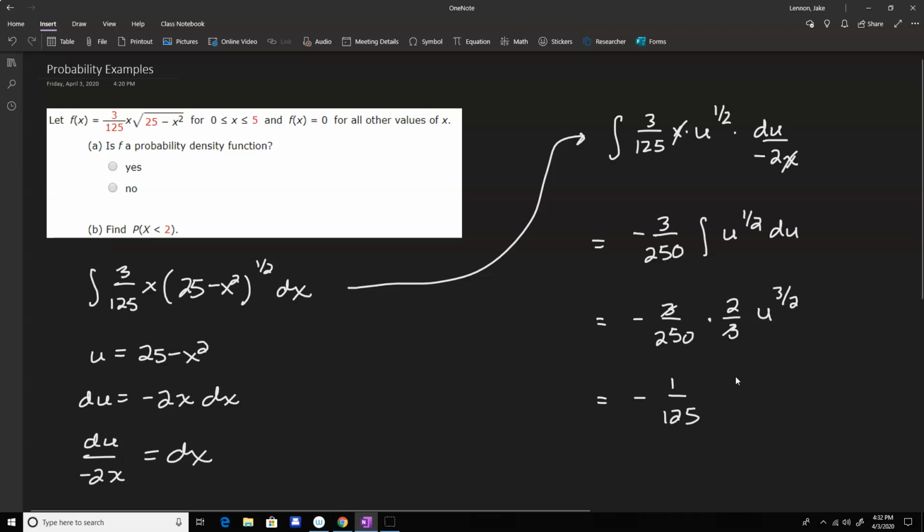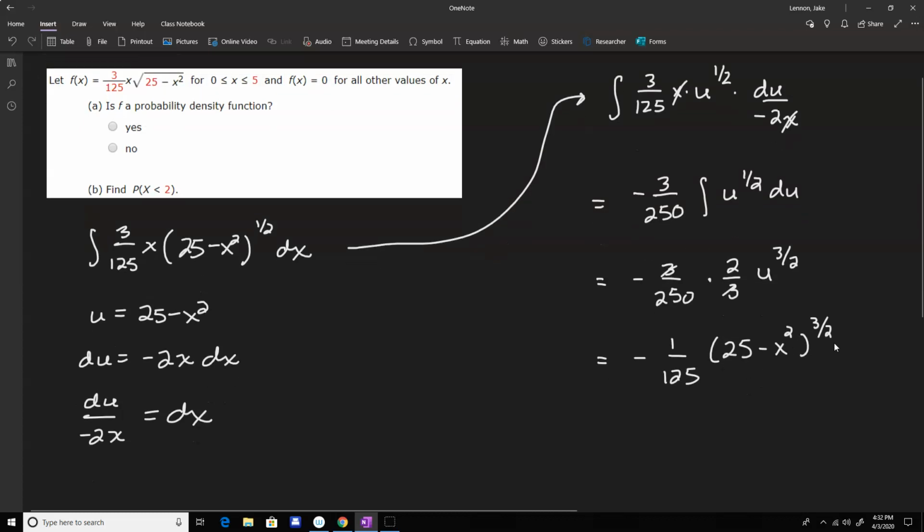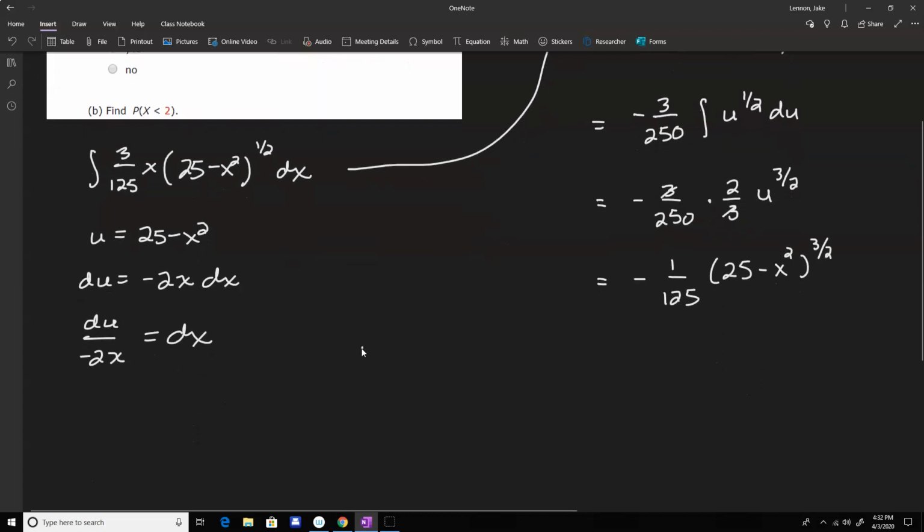We can either go back to x or switch the limits, just depending. I'm just going to go back to x. So we get 25 minus x squared to the 3/2. So this is our antiderivative. So for part A, we just take this antiderivative and we want to do the limits from 0 to 5 and make sure that comes out to 1.